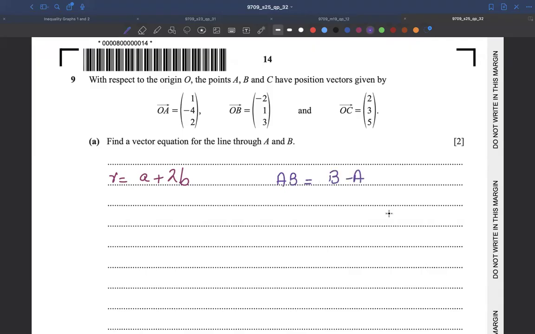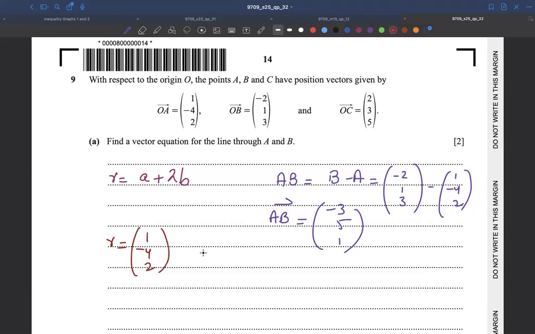So b minus a would be (-2, 1, 3) minus (1, -4, 2). So the direction would be -2 minus 1 is -3, 1 plus 4 is 5, and 3 minus 2 is 1. So our equation would be r equals, we can use any point, A or B. So let's use point A, that is (1, -4, 2) plus lambda into direction (-3, 5, 1). So that is the first part, the equation for the line through A and B.